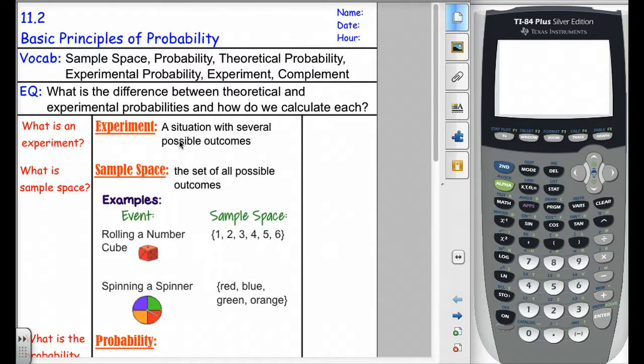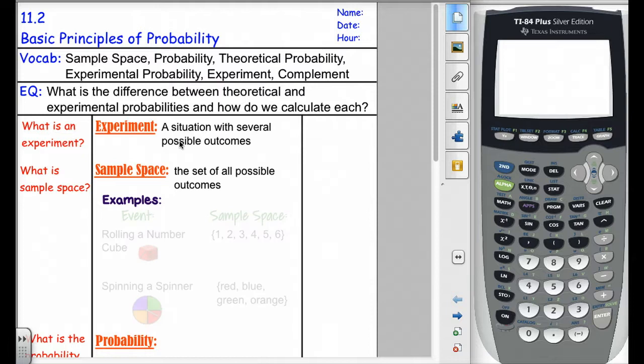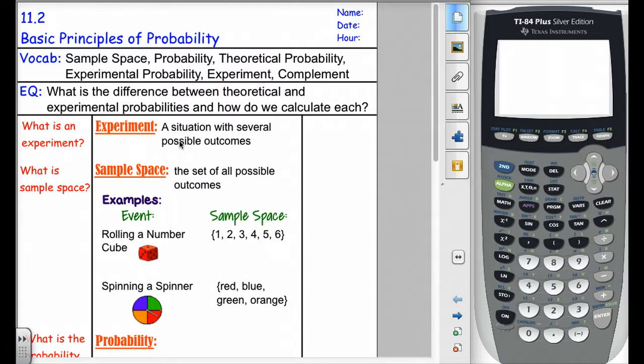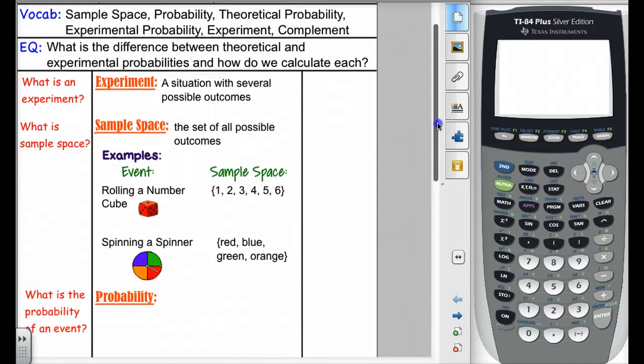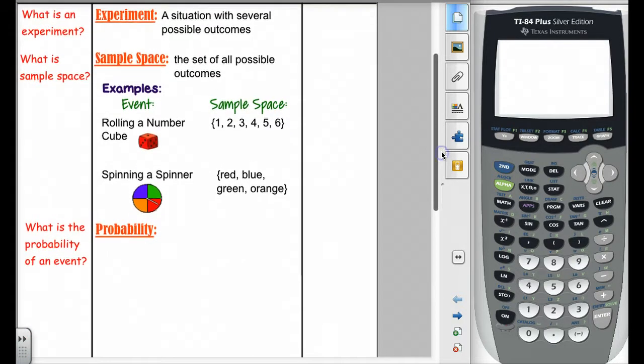So for example, if we're rolling a number cube, the sample space would be 1, 2, 3, 4, 5, 6, because it's not that there are 6 possible outcomes, that is the size of the sample space. We're taking a look at exactly what the sample space is. What could we get? Now on this one, spinning this spinner, we have the options of red, blue, green, or orange.